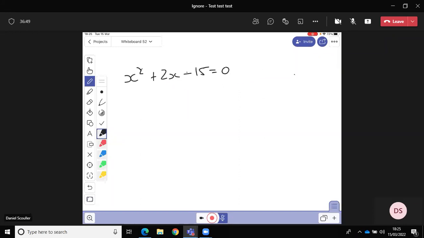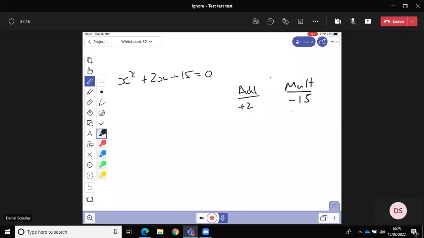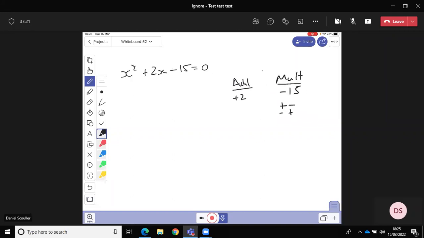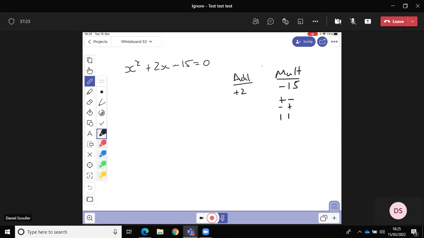Okay, so we're trying to put that into brackets, and that will give us where it crosses that x-axis. Okay, that will give us our sort of our limits of where that graph is. Okay, so just going through that very quickly, so it's in our head. We're adding two terms together to get positive 2. Okay, we're multiplying two numbers together to get negative 15. To get a negative, we need to have a positive and a negative, or a negative and a positive.